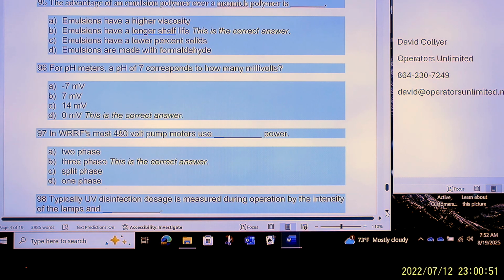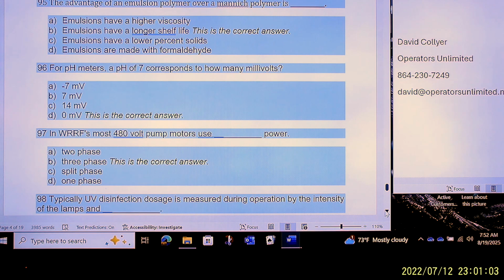95. The advantage of an emulsion polymer over a dry polymer is A. Emulsions have a higher viscosity. B. Emulsions have a longer shelf life. C. Emulsions have a lower percent solids. Or D. Emulsions are made with formaldehyde. The answer to 95 is B. Emulsions have a longer shelf life.